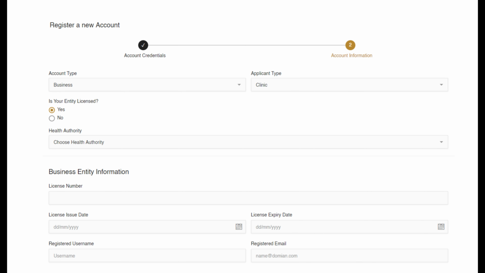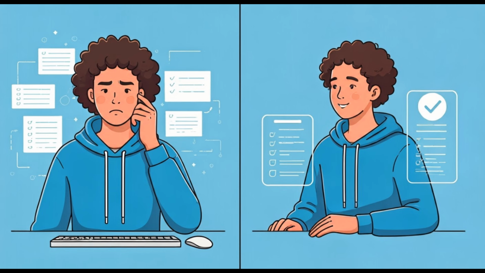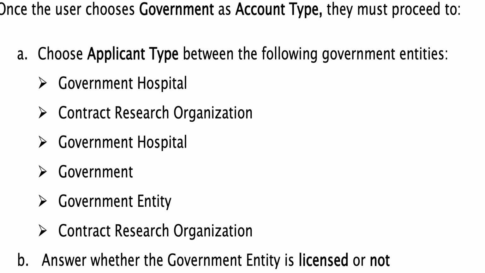So now let's talk about the unlicensed business entity. In the unlicensed business entity there are the government hospital, the contract research organization, and the government hospital. Like this, we are talking about the registration for government purposes, right? In the government there are mainly 6 options. It could be an applicant, a government hospital, a CRO, a government, or a government entity, right? And then you need to answer whether the government entity is licensed or not. It is the same as the licensed government entity and the unlicensed government entity, my friends.